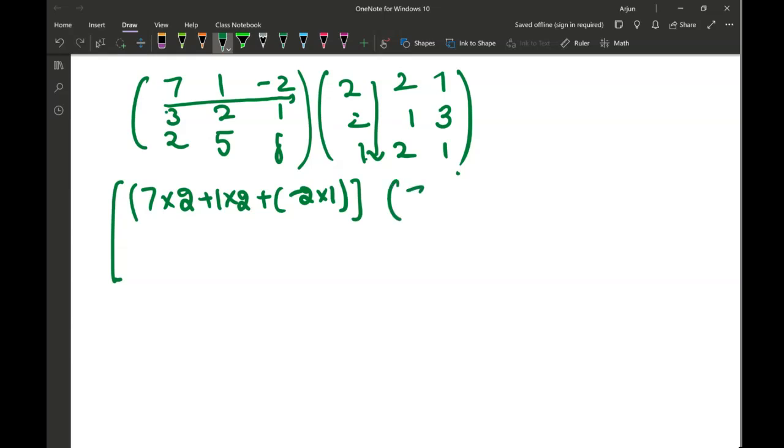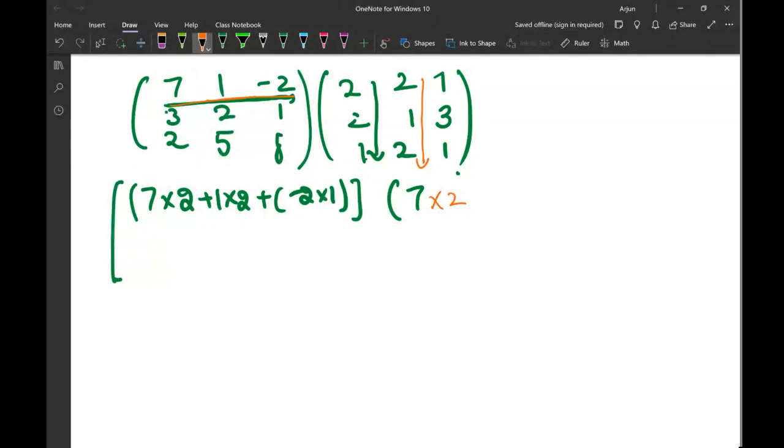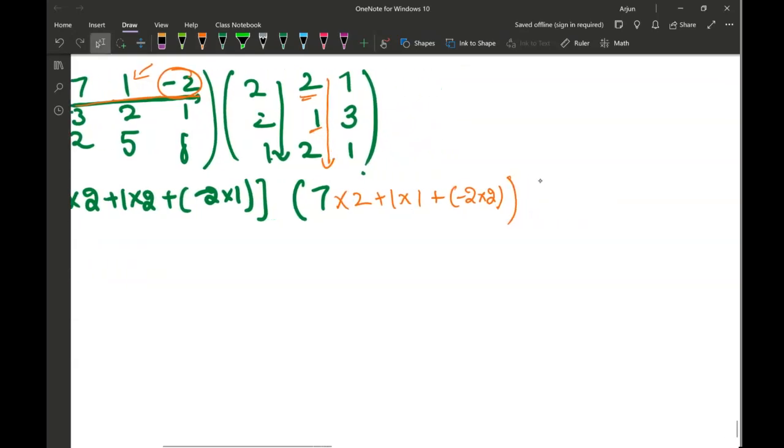Then for the next term, again you will use these terms and multiply them with these terms. So 7 times 2, this 2, plus 1 times this 1, and then plus 5 times 2. My apologies, it should be minus 2. Minus 2 times 2. That's how I should have written it. I got distracted.